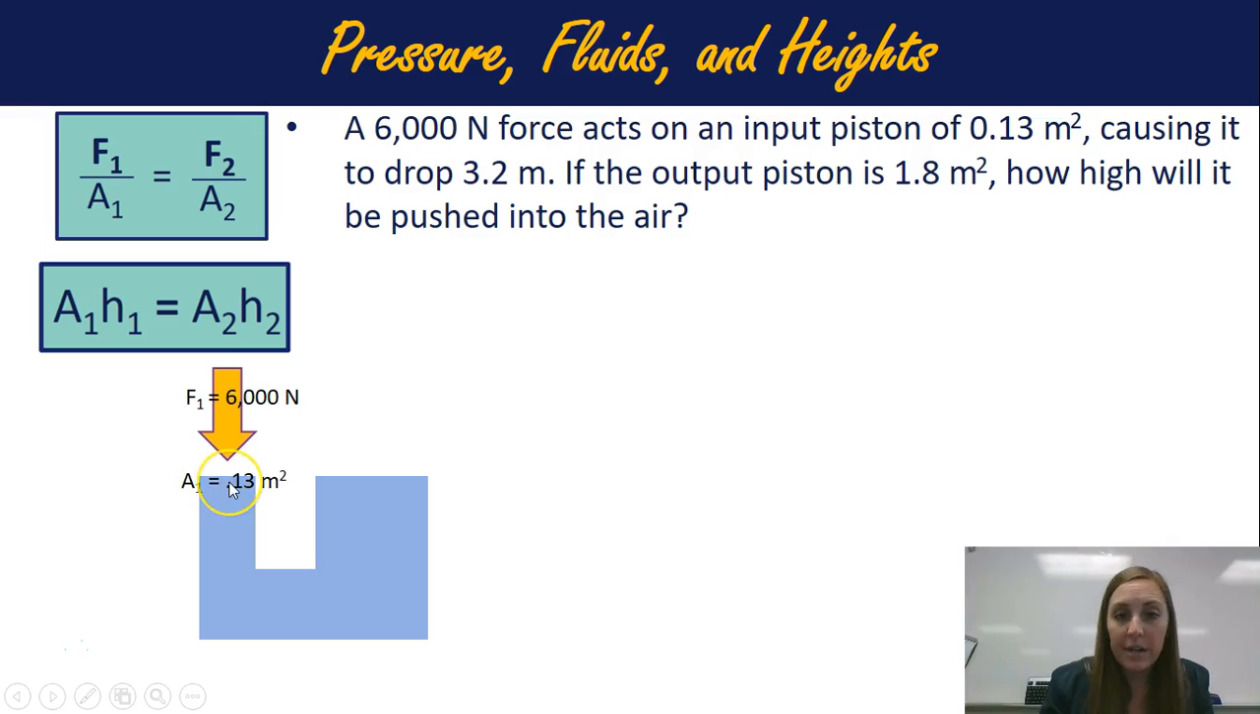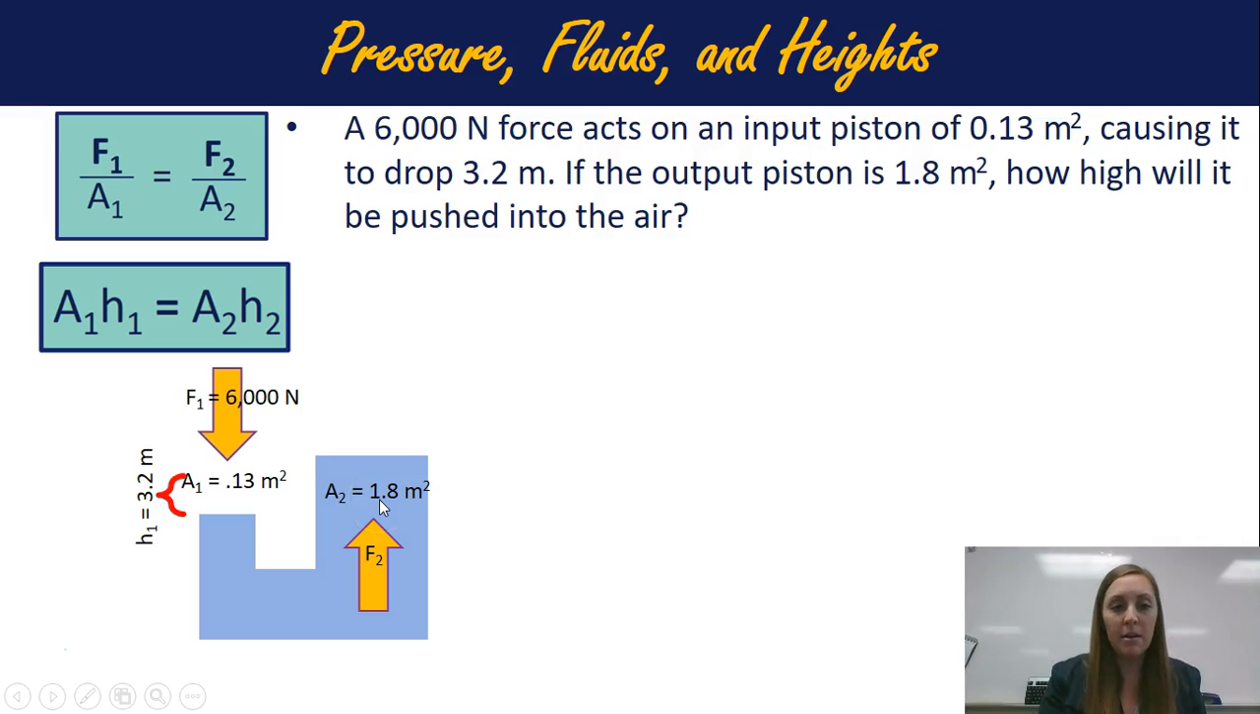We know that area 1 is 0.13 meters squared. It's written right here. And what's going to happen is when that input force happens, this piston is going to push down to the point where it drops 3.2 meters. So now it's here. So you lost all that volume right there, and all that volume was pushed over here and added to our output side. So we know that our output side has an area of 1.8 meters squared, and some force came up when all that fluid came there, and so it rose by height 2.